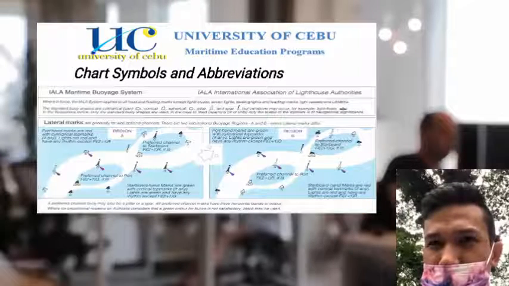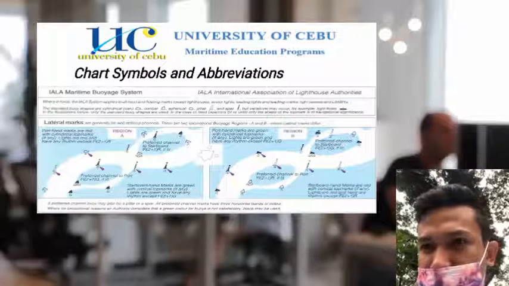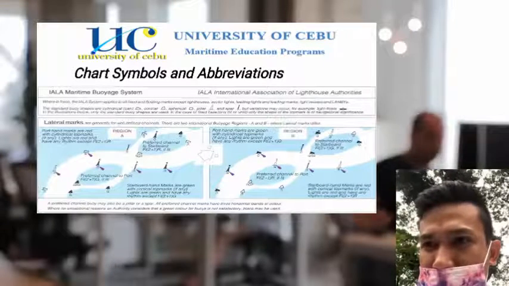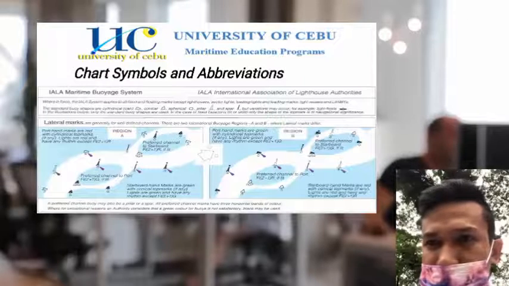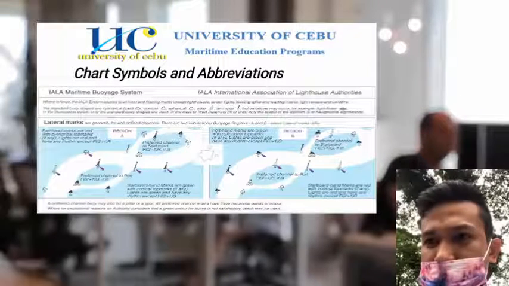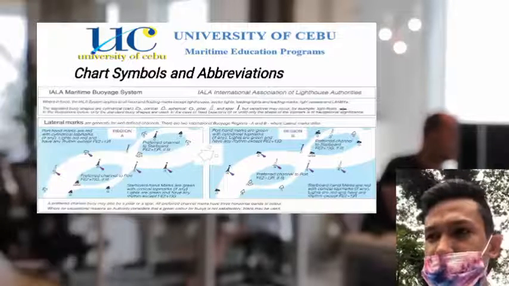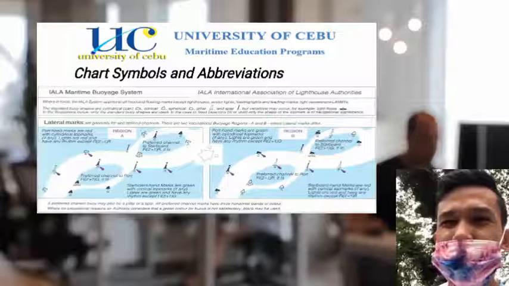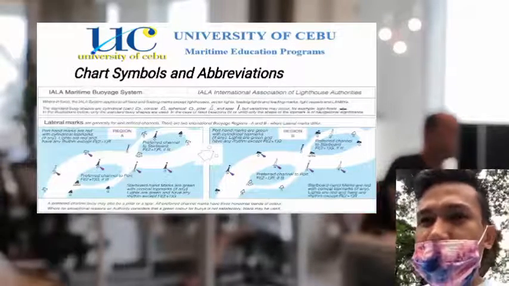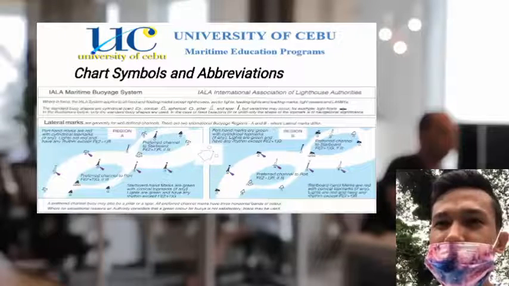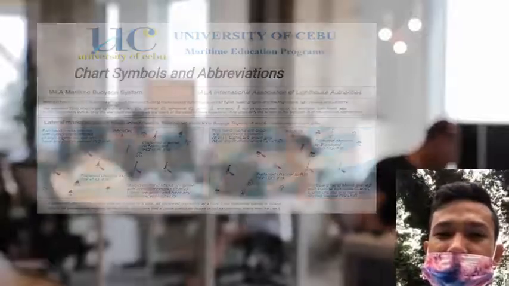So a preferred channel buoy may also be pillar or spar. All preferred channel marks have 3 horizontal bands of colors, where for exceptional reasons the authority considered that a green color for buoys is not satisfactory, black may be used. So in region A or region B, it is easy to understand what the colors of the buoys are, because it is already indicated.